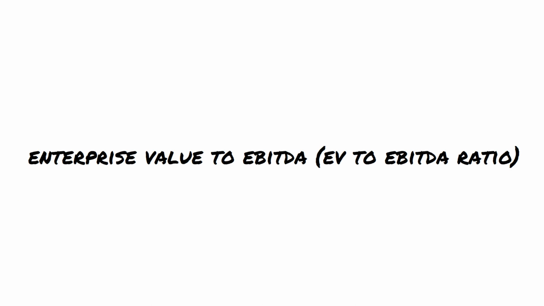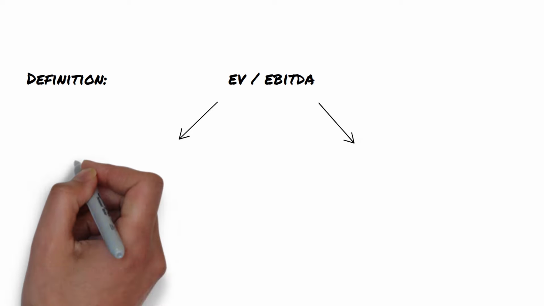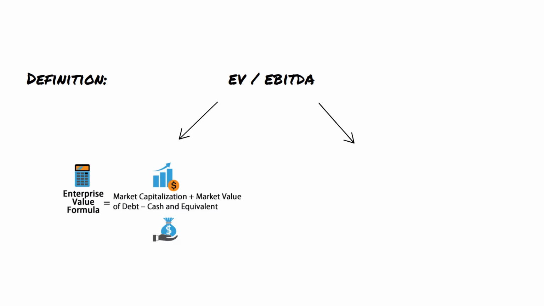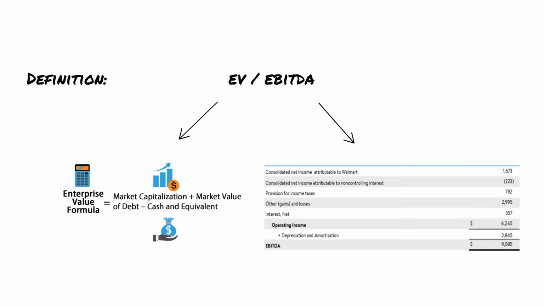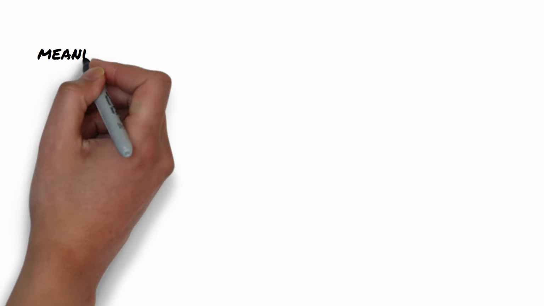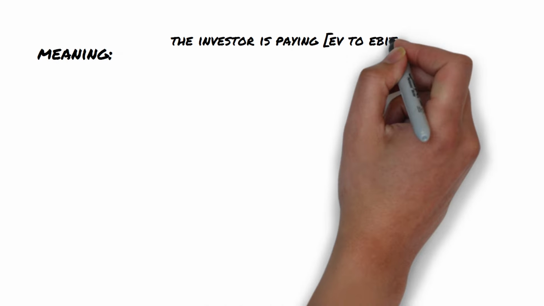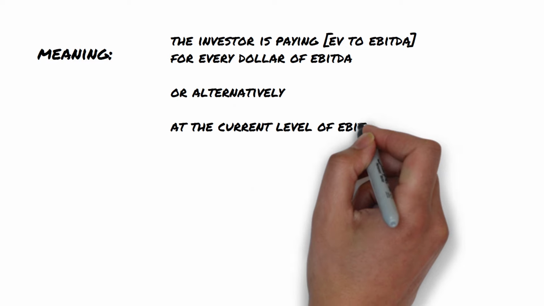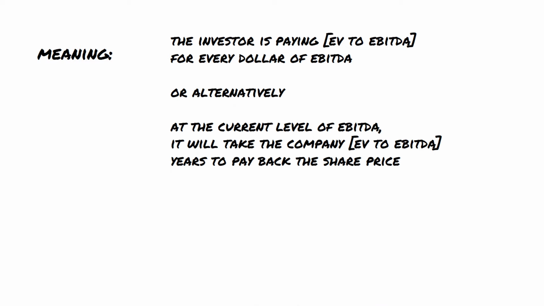The EV to EBITDA multiple is defined as the enterprise value divided by the earnings before interest, taxes, depreciation and amortization of the company, where the EV is computed as the market cap plus total debt less cash. The investor is paying this multiple for every dollar of EBITDA produced by the company, or alternatively, at the current level of EBITDA, it will take the company the multiple in years to pay back the share price.